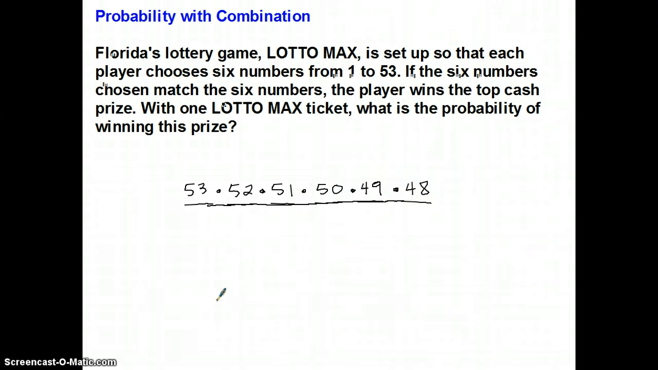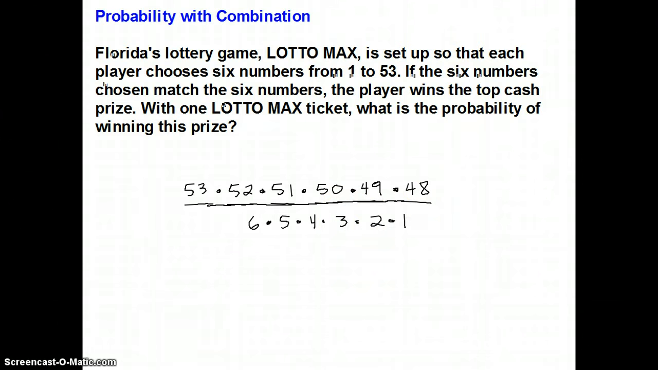And so what we need to do is we need to divide by the number of ways in which we can arrange those 6 numbers. And that means that we're going to have to divide by 6 factorial, which is 6 times 5 times 4 times 3 times 2 times 1. And I said 3, but I didn't write it.